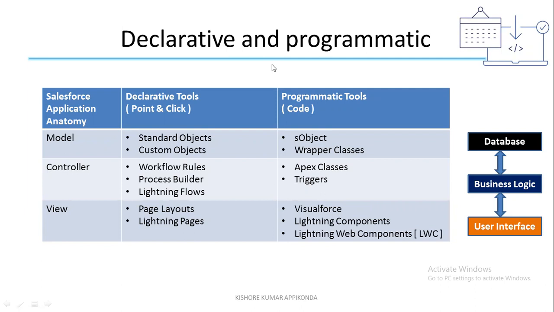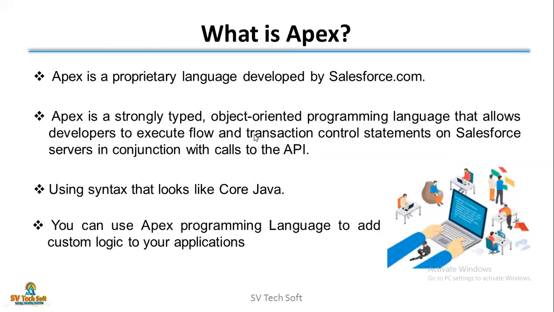If any client requirement comes, first of all you have to check whether you are able to achieve it through this declarative framework or not. If not, then only you go with the coding part. Coding means customization, and we can develop it through Apex. Then what is an Apex?